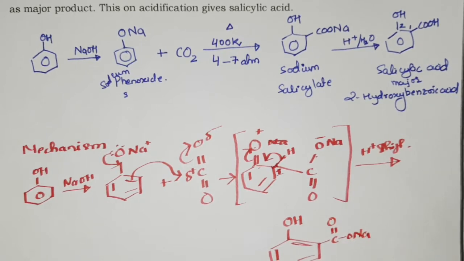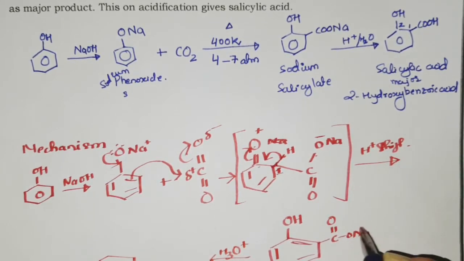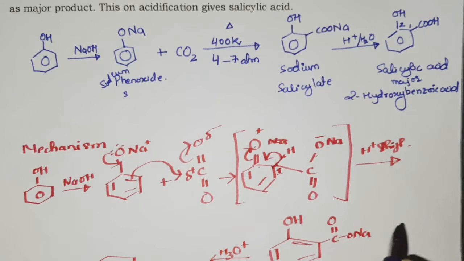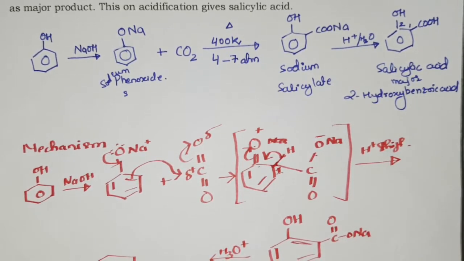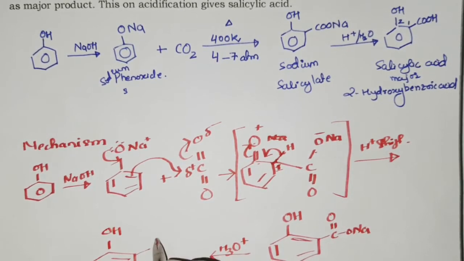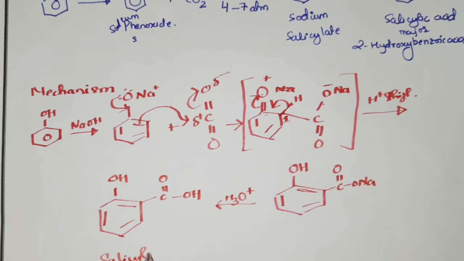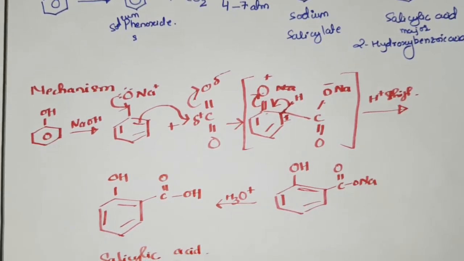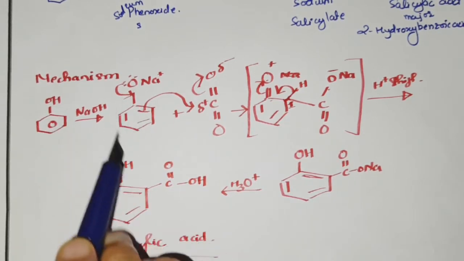Okay, this is your sodium salicylate, and upon hydrolysis Na gets replaced by H. On hydrolysis Na will get replaced by hydrogen, so you will get OH, C double bonded OOH. So this is your salicylic acid.